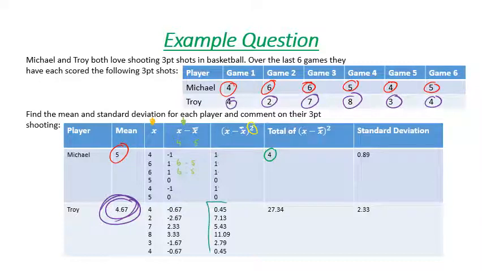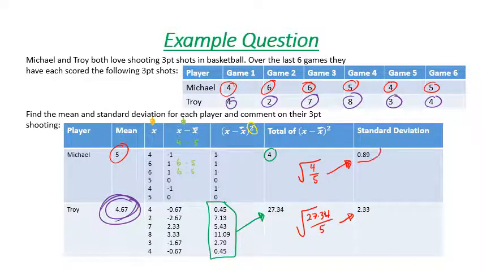Troy, when we add all these up, we end up with this. All right. And then remember that the standard deviation is given by the square root of our total divided by our number. All right. And that's going to give us this. Troy's would be the square root of 27.34 over 5, which would give us this. So we can say, looking at our standard deviations, Michael's standard deviation of 0.9 basically is a lot smaller than Troy's standard deviation of 2.33, saying that even though they have a very similar average, Michael's probably the more consistent shooter.